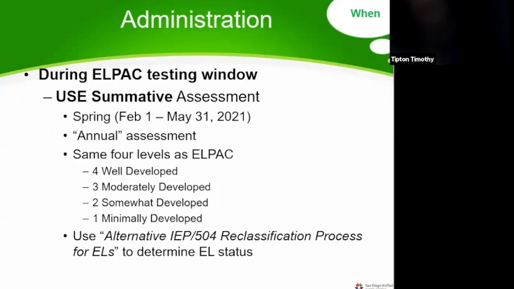And then as the students, this giving the summative assessment allows you to determine whether a student may continue to be an English learner, or if they do score at that well-developed level, whether they're a good candidate for reclassification. And for these kids, you would need to use an alternative reclassification process, because the typical reclassification process is only for students who take the LPAC. So these kids are taking an alternate assessment, you would need to use this alternative reclassification process.